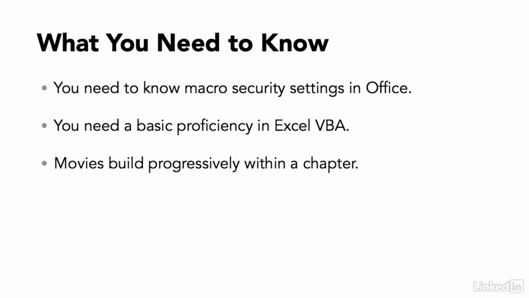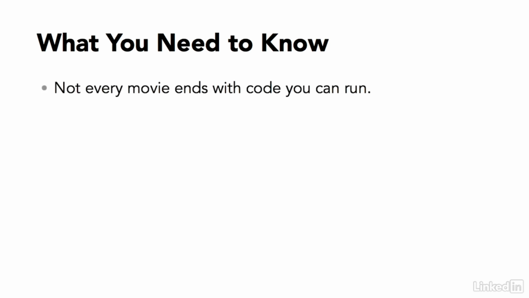Unlike many of the other courses that I have created for lynda.com, you'll find that movies build progressively within a chapter. So what we'll do is start by building the first part of a solution and then move on throughout the chapter until at the very end we have the code that we're looking for. That means that not every movie ends up with code you can run. You might make some changes and create a skeleton or perhaps an outline for a number of routines, and the code that you end up with at the end of a particular movie might not run properly.